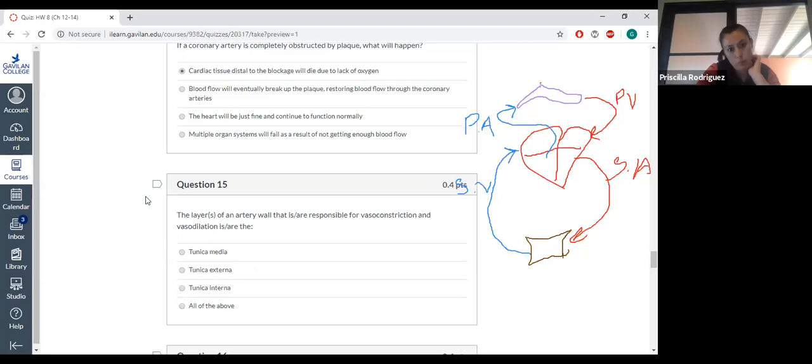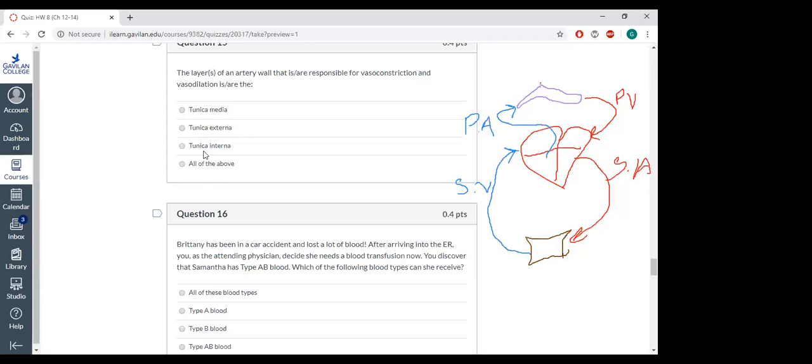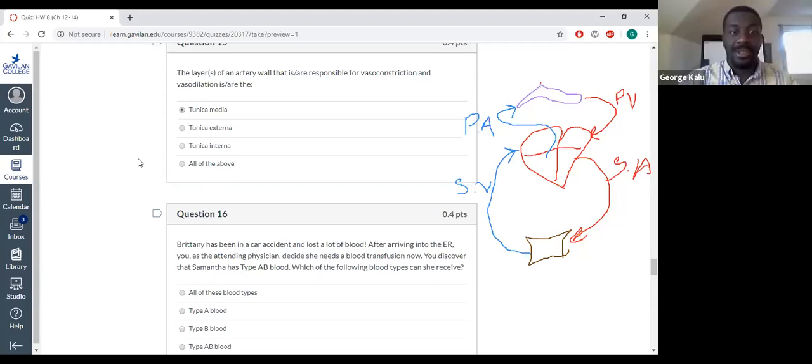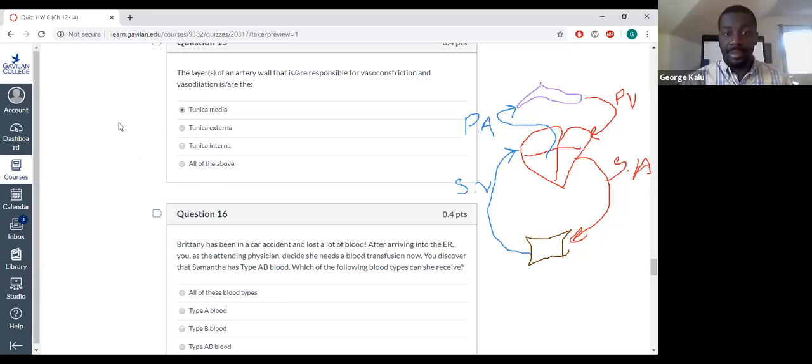Okay. Well, number 15. The layers of the artery wall that are responsible for vasoconstriction and vasodilation are the what? Tunica media, tunica externa, tunica interna, or all of the above? Tunica media, right. And why is that? Because that's where it opens to dilate and closes to constrict. That's where the muscle is, right? Yes, that's the key. That's what I was looking for. That's where the smooth muscle is. Right. Because there's smooth muscle there, that muscle is going to be able to contract and relax. As it does that, it's going to cause vasoconstriction and vasodilation.